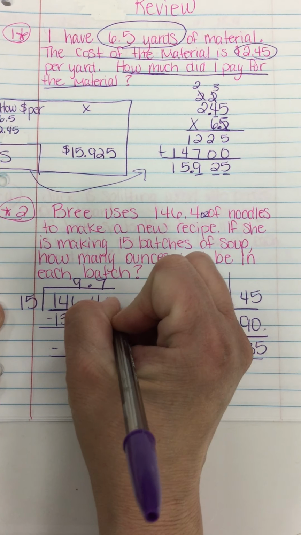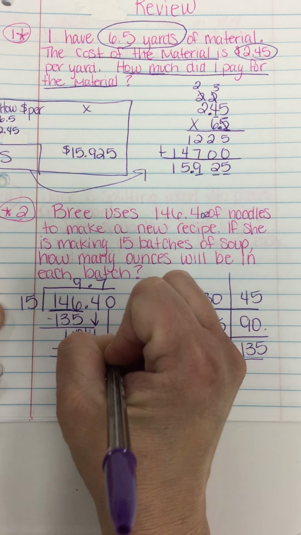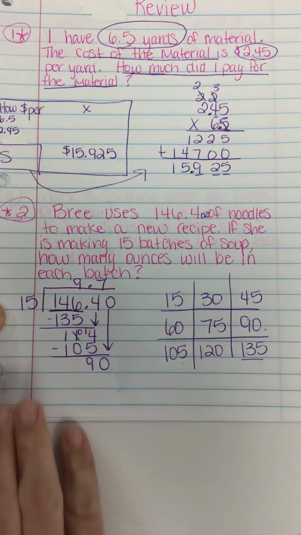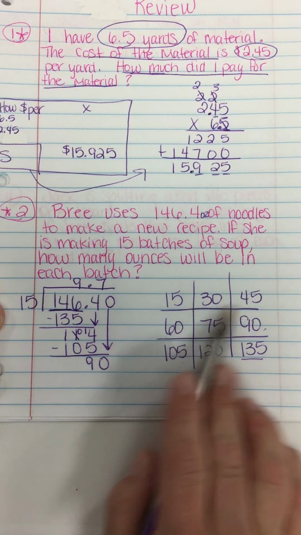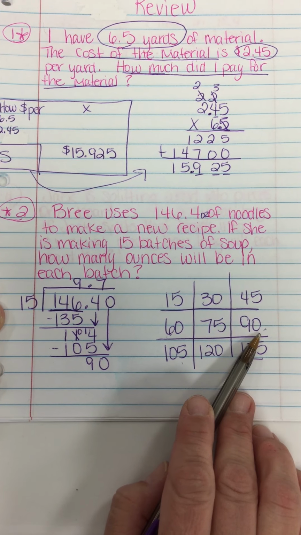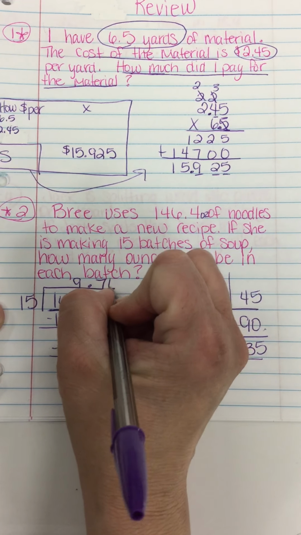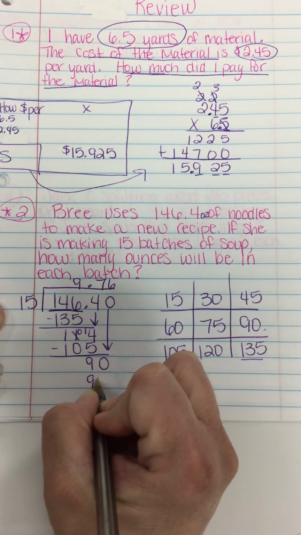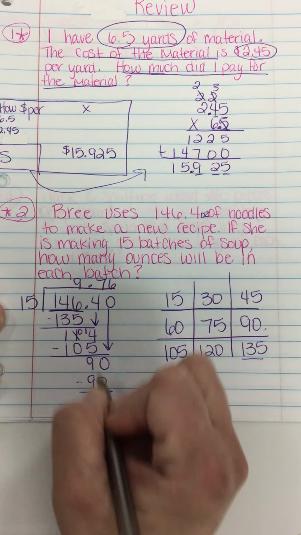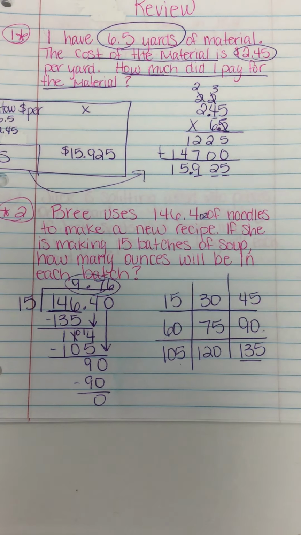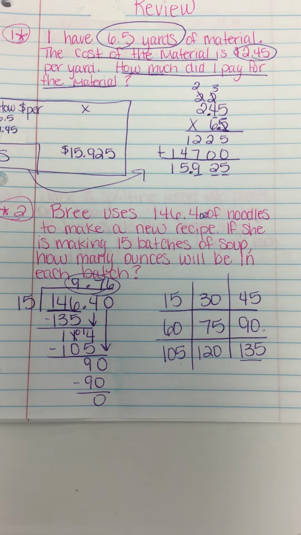So I'm going to add a 0 and bring it down. Now I'm looking at 15 will go into 90. 15 will go into 90 6 times. So she's going to use 9.76 ounces of noodles in each batch. Okay.